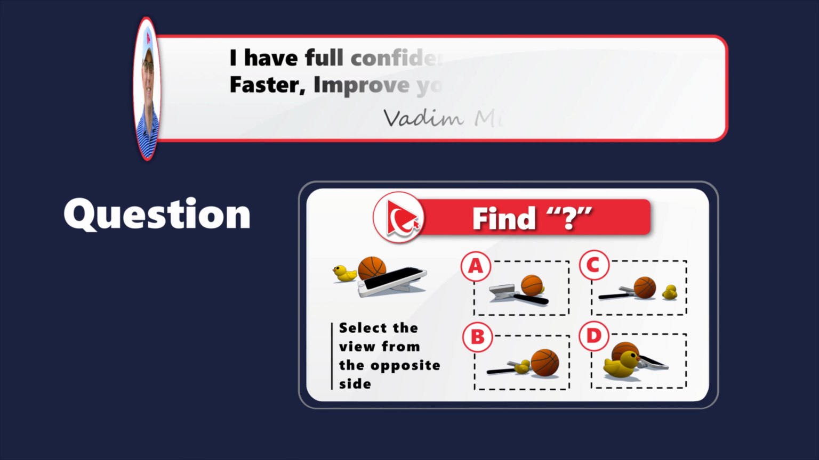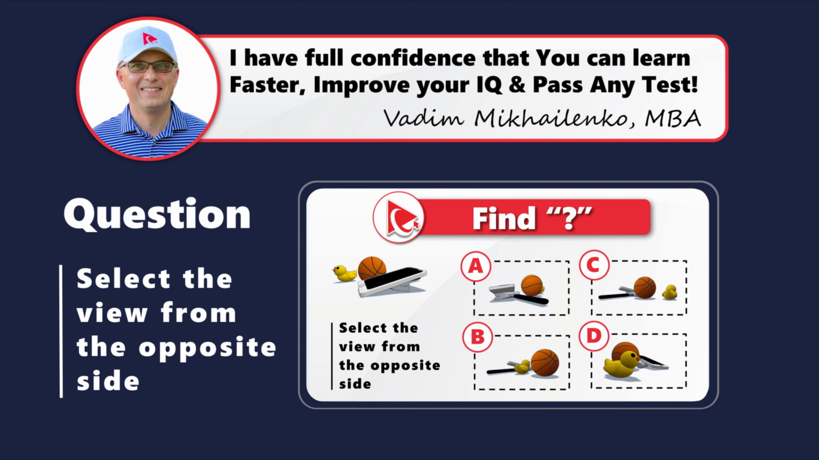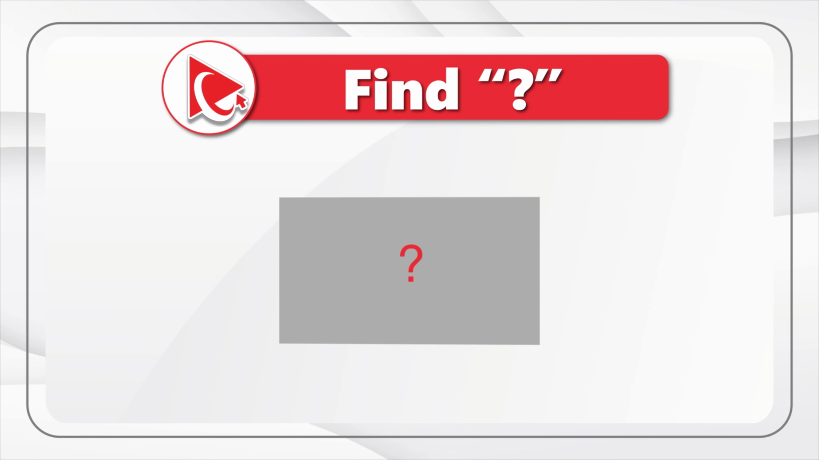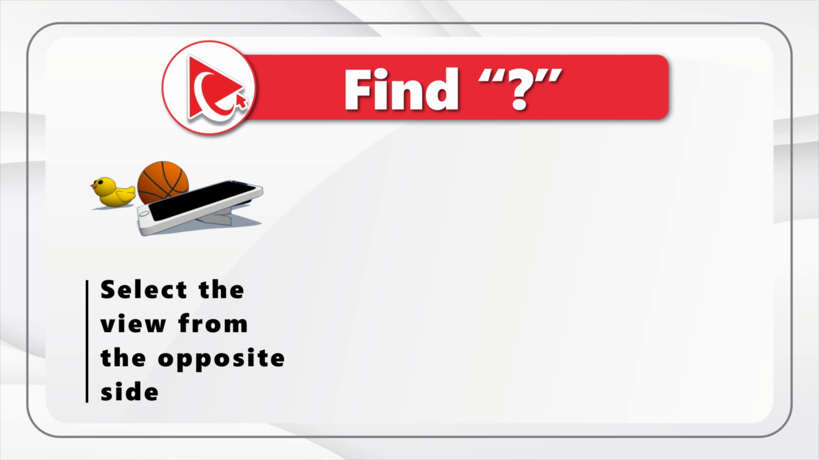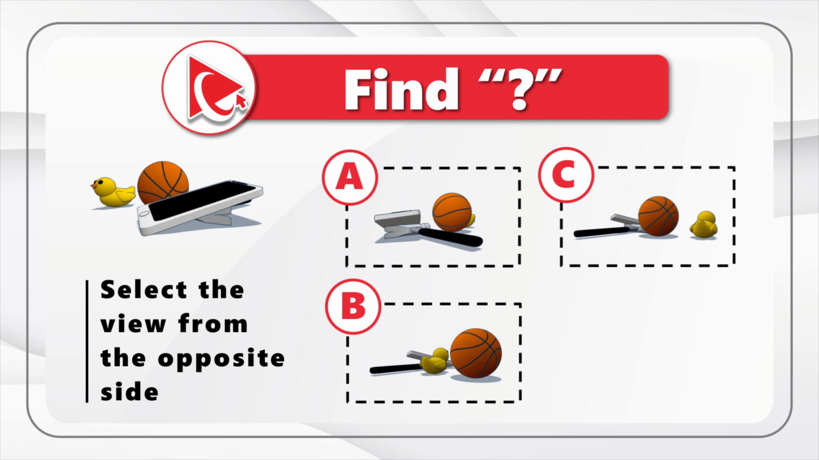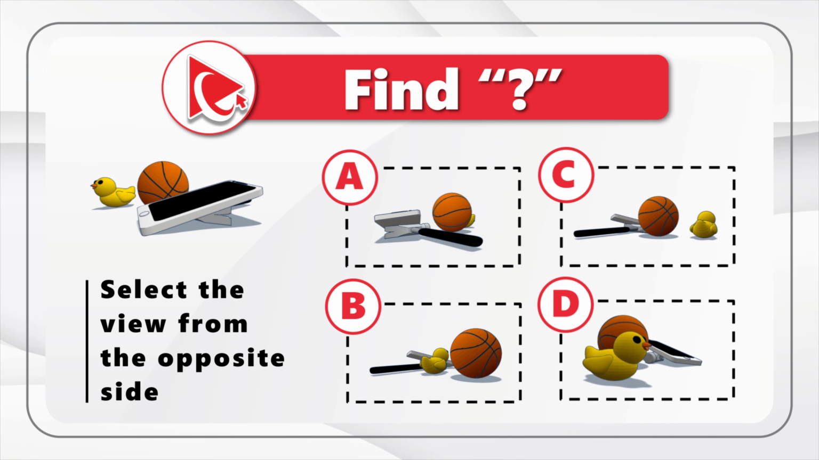Here's an amazing question to test your spatial reasoning. You're presented with the three-dimensional view, and you need to select the view from the opposite side out of 4 possible choices. The choices are A, B, C, and D. Take a close look to see if you can select the right solution. Please look closely, as it may not be as easy as it seems.